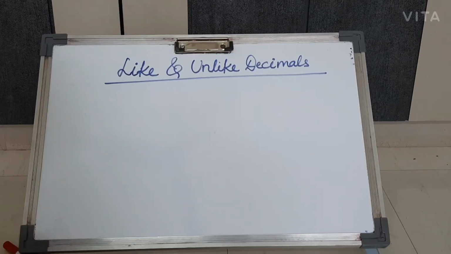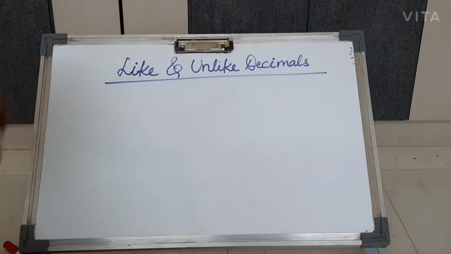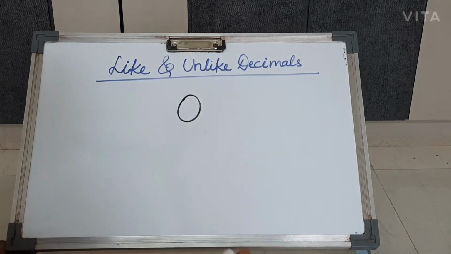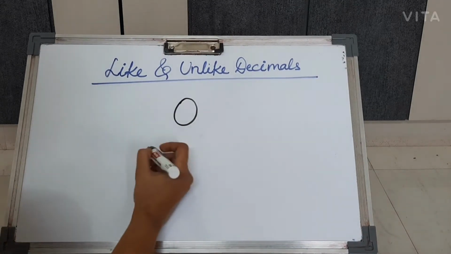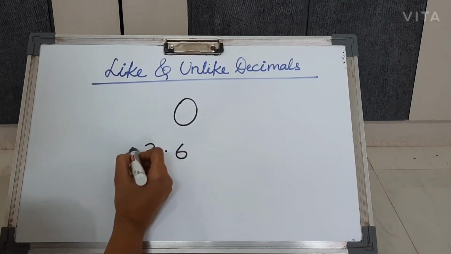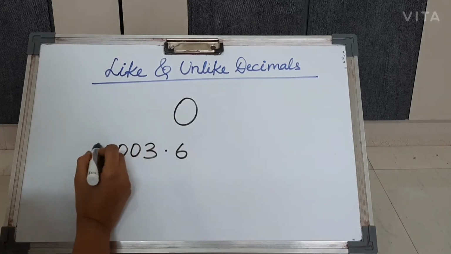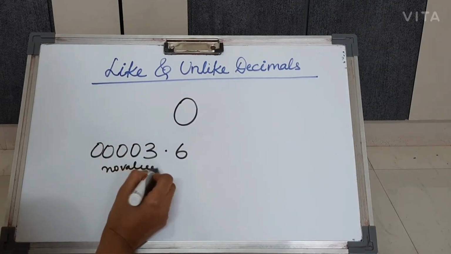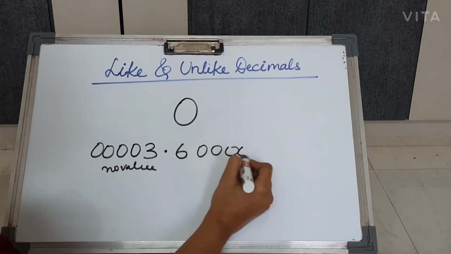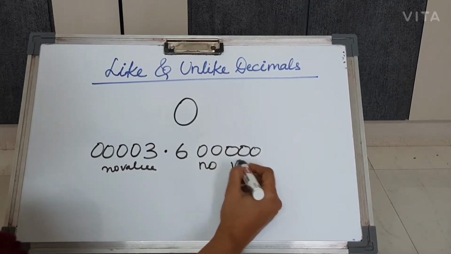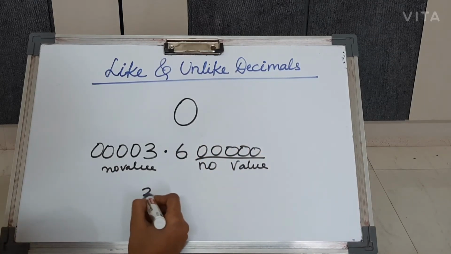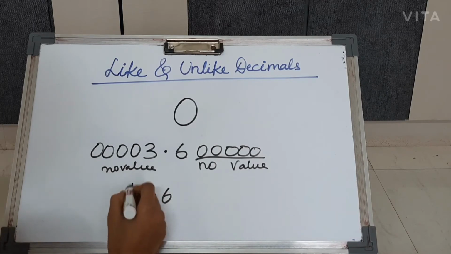So coming towards the next type of concept. The next concept here is like and unlike decimals. Before going to this concept, let me make you understand the role of 0 in decimals. Suppose we have a number 3.6. Before it, if we put any number of 0s, it has no value. And after the decimal, after 6, if we go on putting zeros, again it has no value. So the number remains the same, 3.6.